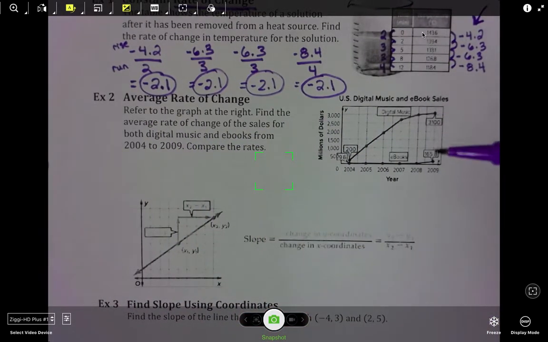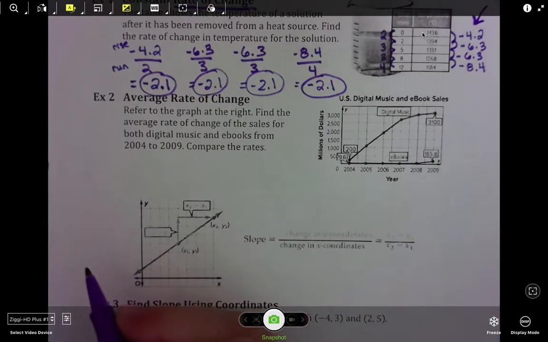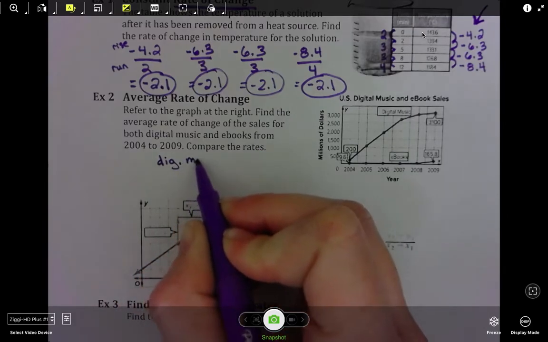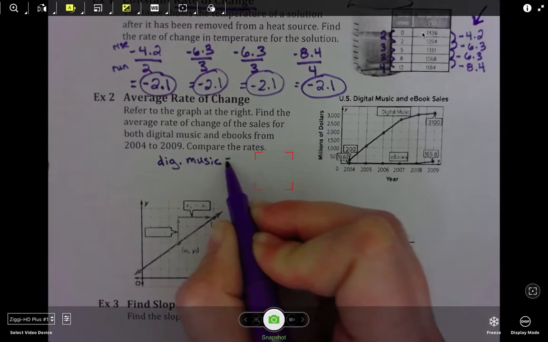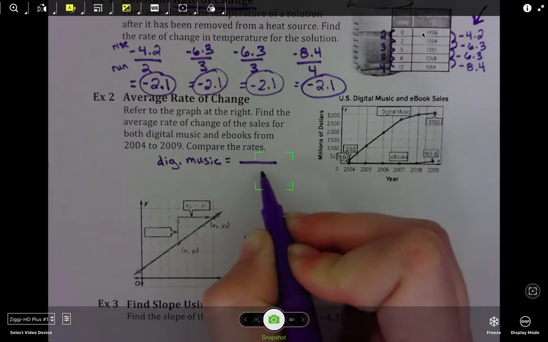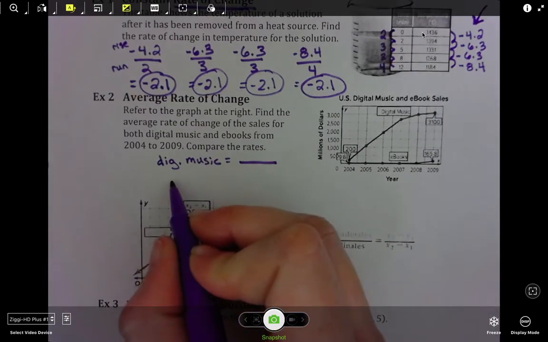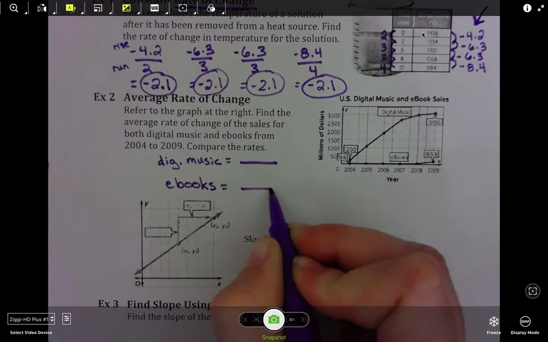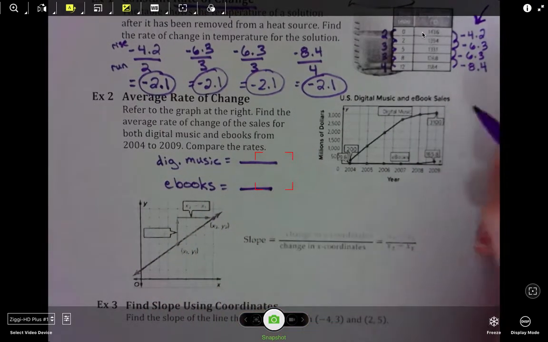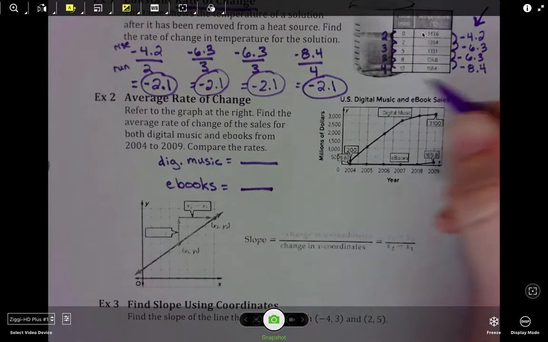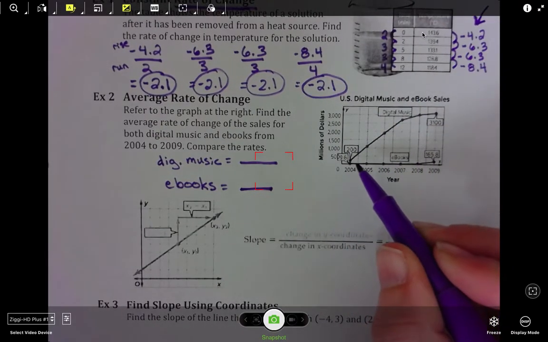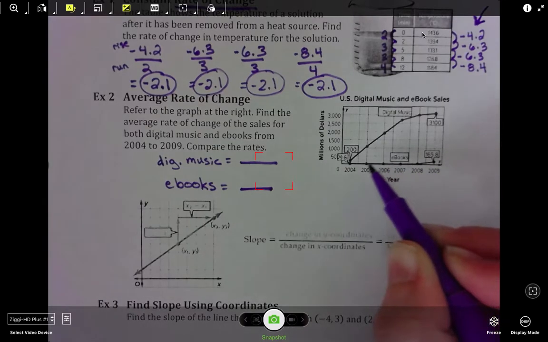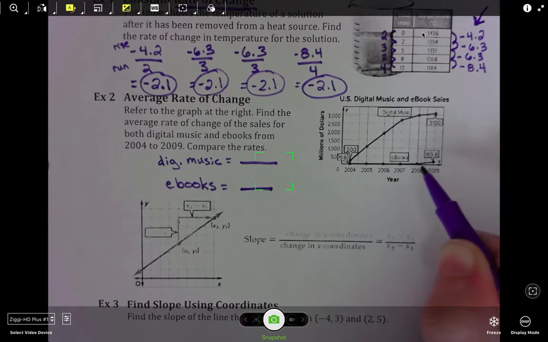For the average rate of change here, it says refer to the graph at the right, find the average rate of change for the sales for both digital music and ebooks. So we're going to end up doing this twice. So this is going to be digital music. I'm going to figure out what that rate of change is, and I know it's going to be some value over another value. For ebooks, I know again it's going to be some value over some value, and we're just going to look at how this value is changing. The ebooks you can barely see because it's really close to that bottom line there. So we'll look at what's happening there.